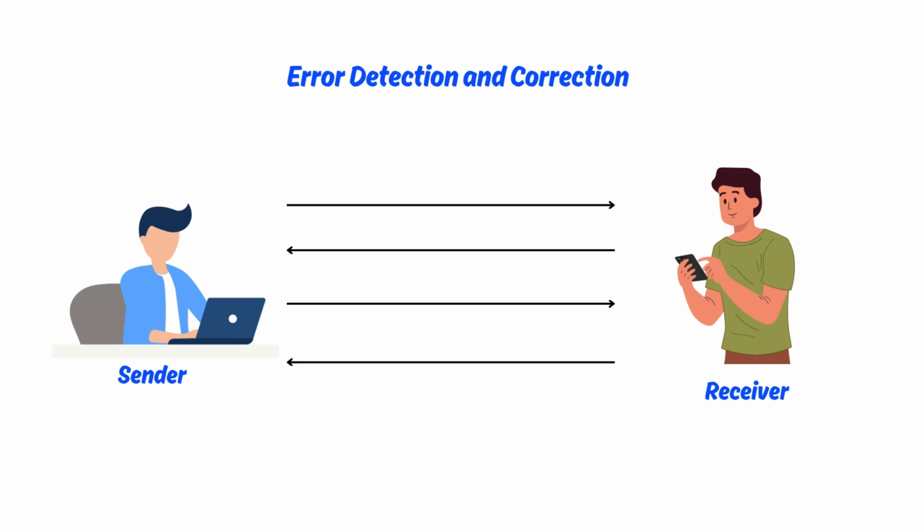If an error is found in the received data, the receiver sends a negative acknowledgement back to the sender, indicating that the data was not received correctly. Upon receiving the negative acknowledgement, the sender understands that the data was corrupted. The sender retransmits the same data. This time the receiver checks and finds that the data is in correct shape. The receiver sends an acknowledgement confirming the right transmission of data.